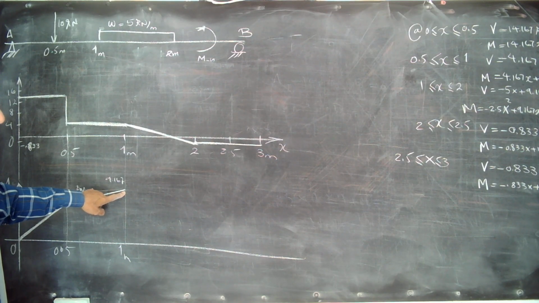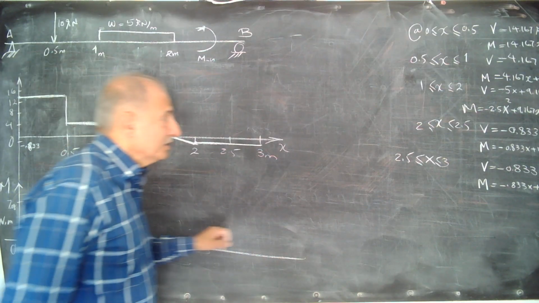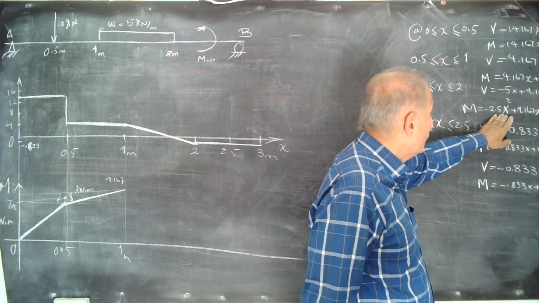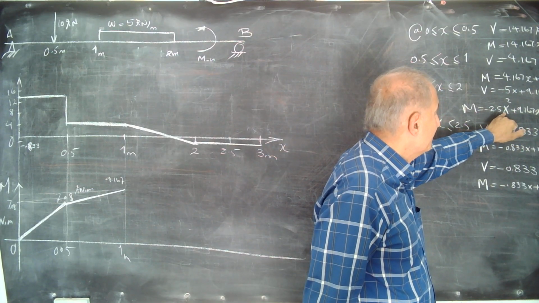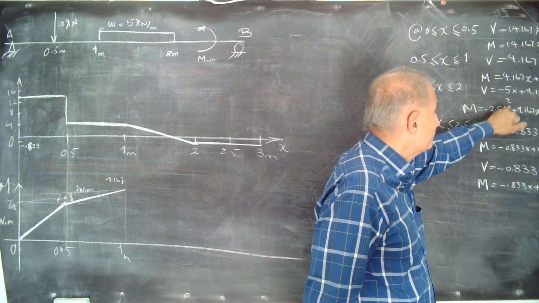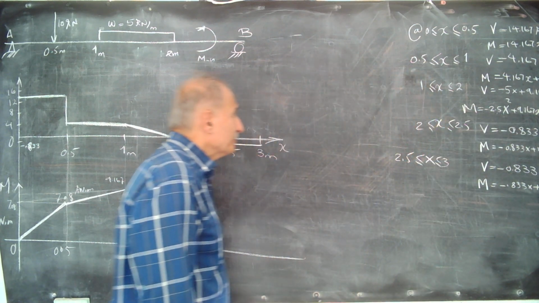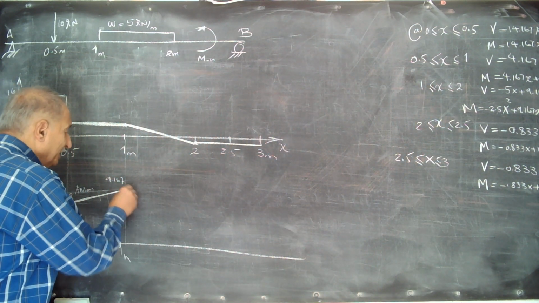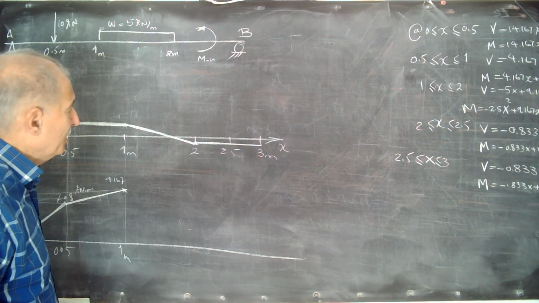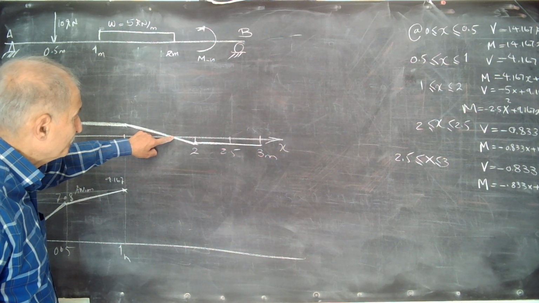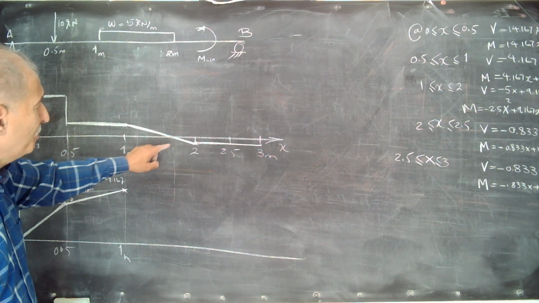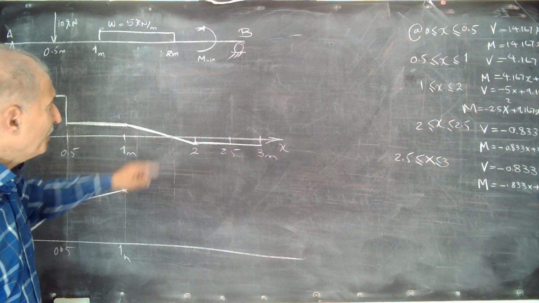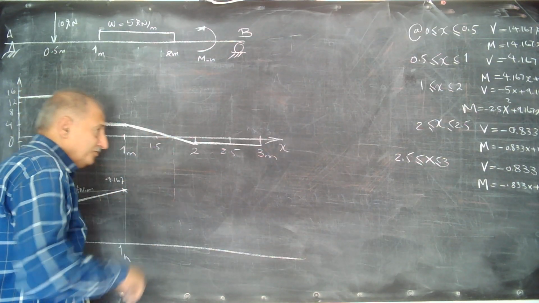Between 1 and 2, M is a parabola, an equation of the second degree: minus 2.5x² plus 9.167x plus 5. For this one, you need 3 points. One point is here, and this is the maximum point of the bending moment. You can find the coordinate of this, or you can put 1.5 in the middle into this equation.